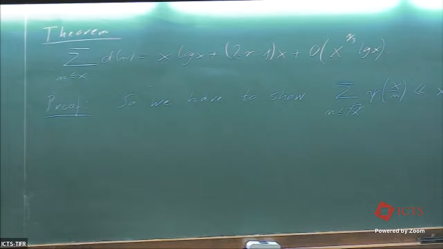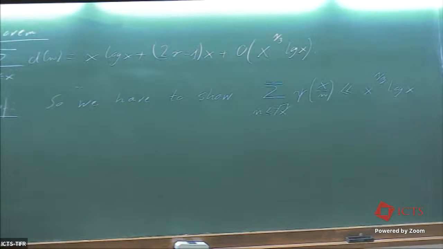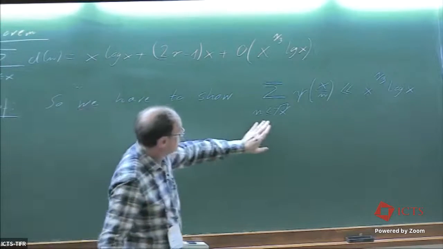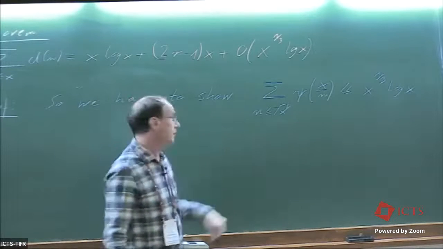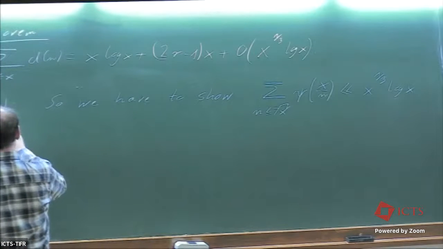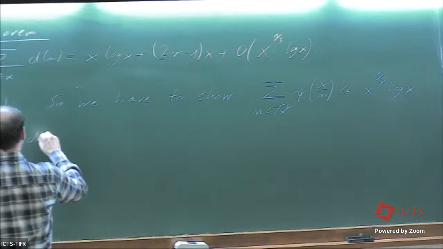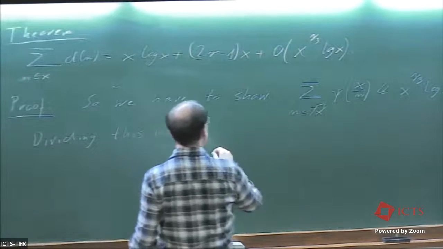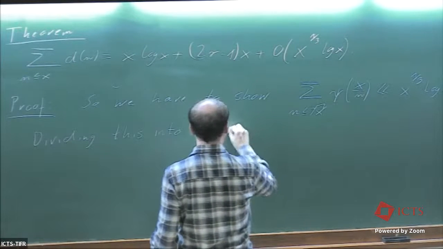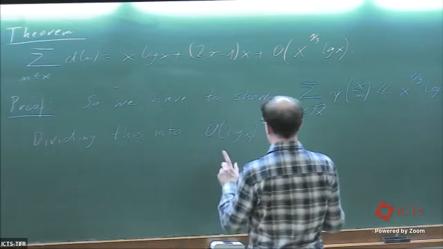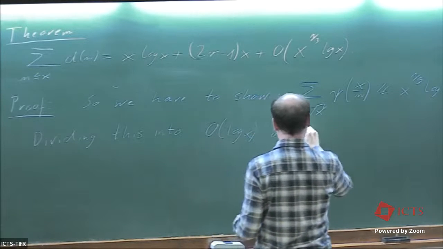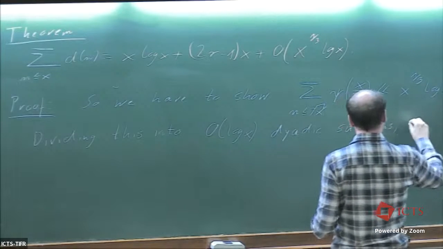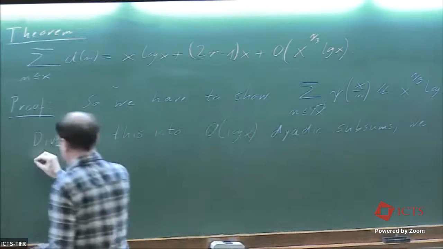Good, so first, as usual, it's reasonable to divide the sum into dyadic subsums. We can divide that into O of log x dyadic subsums. So we need to show the bound for each of them.